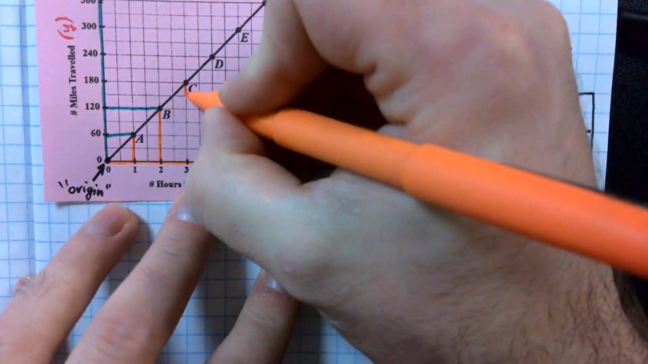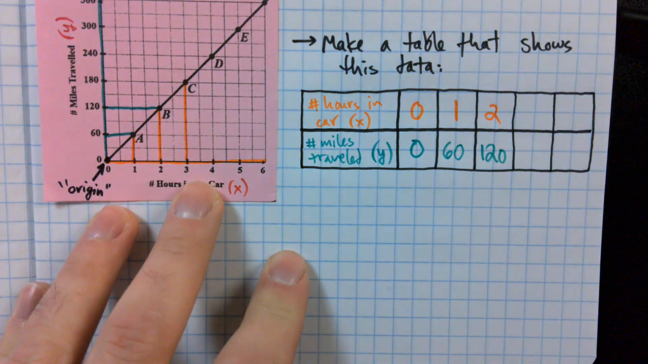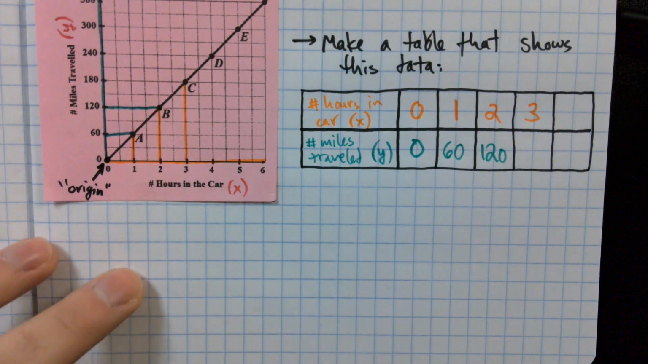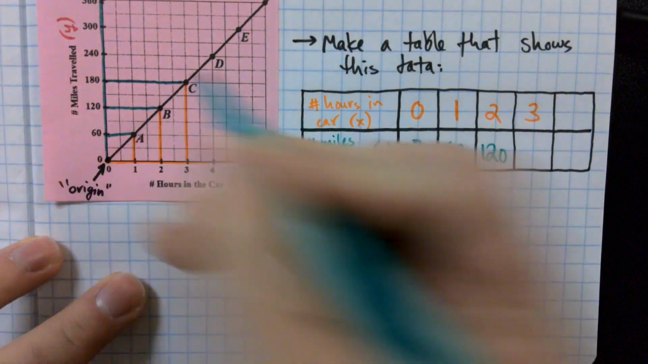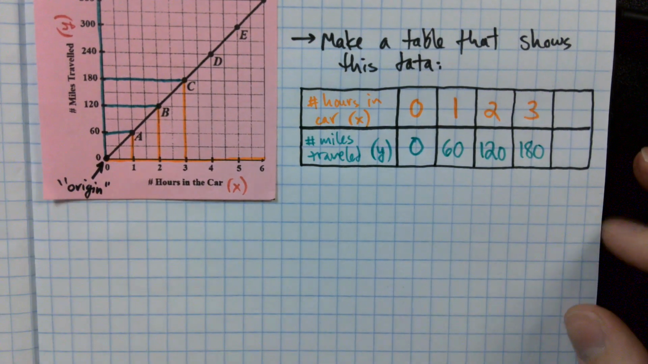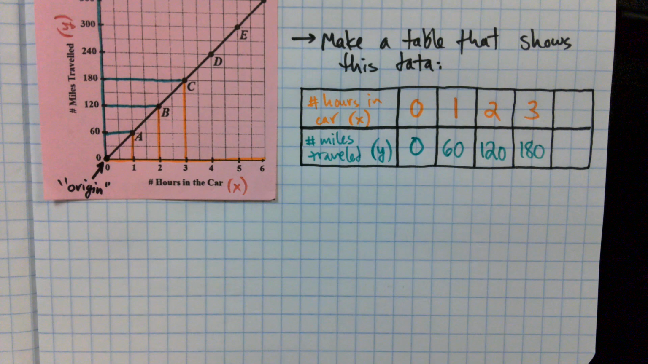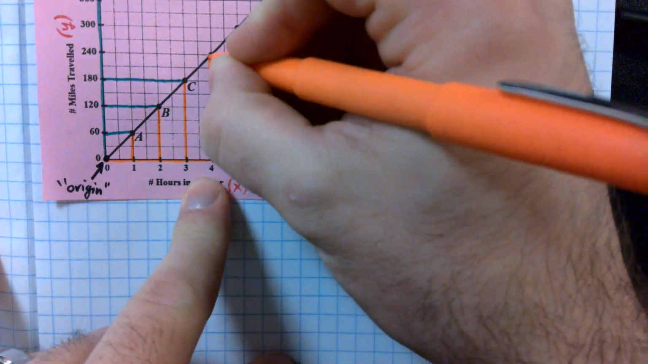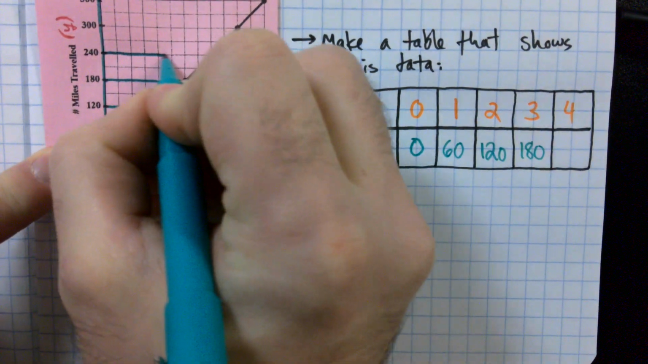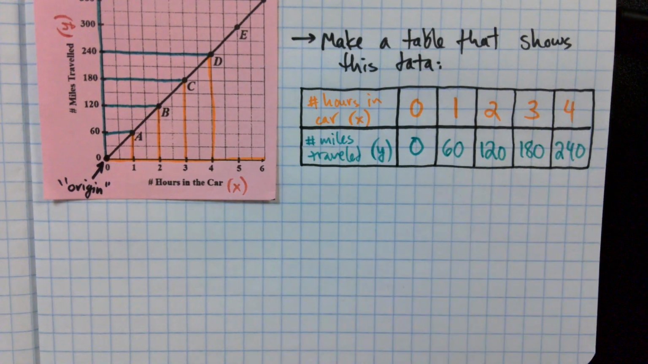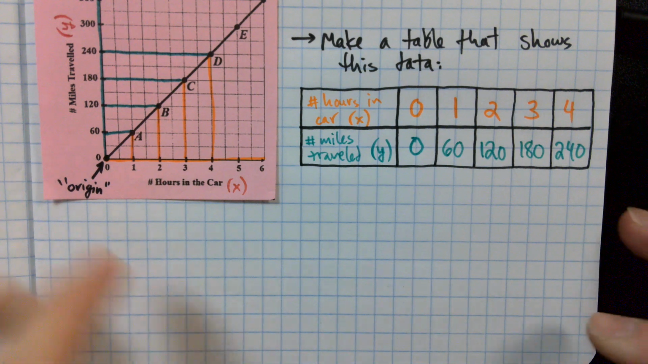So point C, if I look down, how many hours have passed at point C? 3 of them. And how many miles have we driven in that amount of time? 180, right? We're just looking over. Interpreting, right? So we're putting a context to the number. And then after 4 hours will be our last one for this table. How many miles have we driven in 4 hours? 240. Right? Boom. We've filled out our table. And we're not going to worry about point E because I don't have room for point E, so we don't need it.